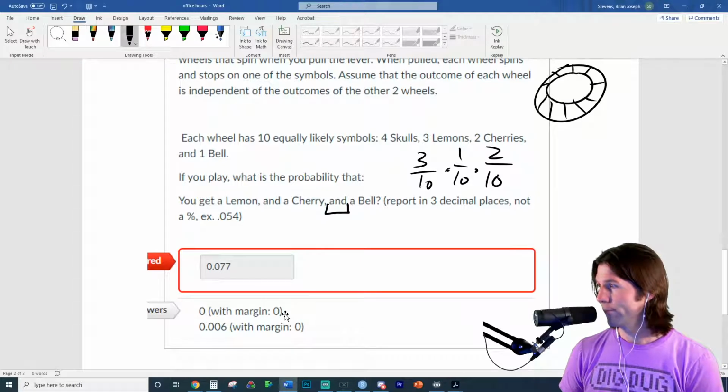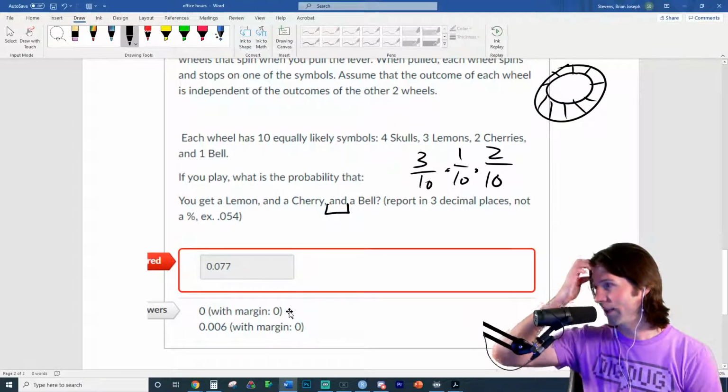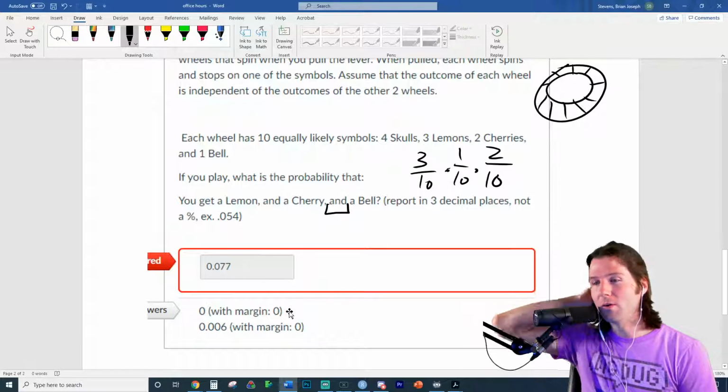Why does it say 0? I think someone forgot to delete one of the possible answers right there. The answer should not be 0.